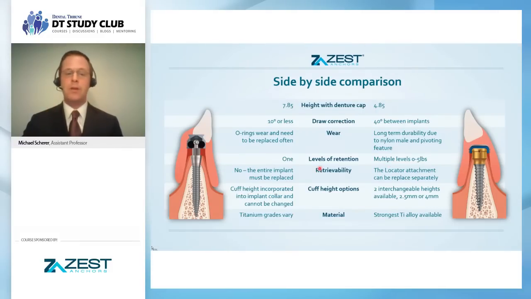So if you have retrievability, nope, you have to take the entire implant out. But in this case, if you do have attachment wear, you can replace that. Or say you now want to go to a taller attachment rather than a shorter attachment. The implant is placed according to where the implant should go, not where the attachment should go, because you have two different cuff heights. The cuff height is incorporated into this collar and cannot be changed. The titanium grades do vary amongst different implant companies across the world, where the Zest LODI implant is a titanium alloy implant, the strongest type of metal used in implants.